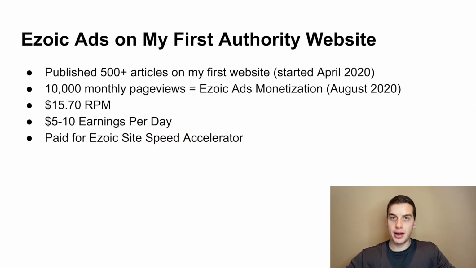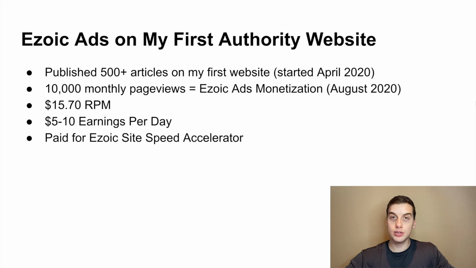To give the backstory, and I will leave a video in the top corner for the first video on my channel, which does discuss my journey to building over 500 articles on my first authority website. But just setting the scene for right now: there are 500 plus articles on the site. It was started in April of 2020, and I did hit 10,000 page views a month in August of 2020, which was pretty great. It only took 5 full months.